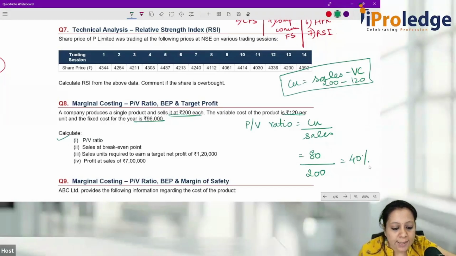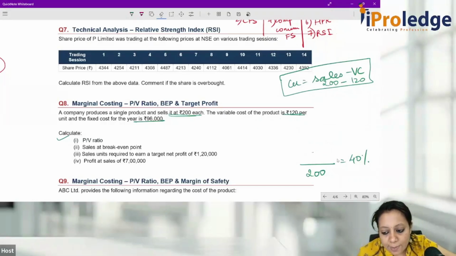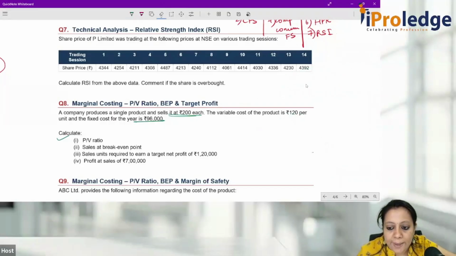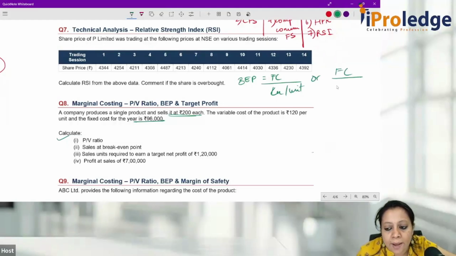Okay. So sales at break even. Sales at break even, that also we will find out. That means break even point sales. That's all. They are asking BEP sales. So now we will proceed to what is the BEP formula. Let us recall. Yes, dears, very good. BEP is equal to fixed cost divided by contribution per unit, or it is going to be fixed cost divided by PVR. Here we will do both.